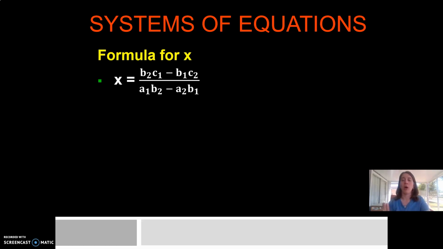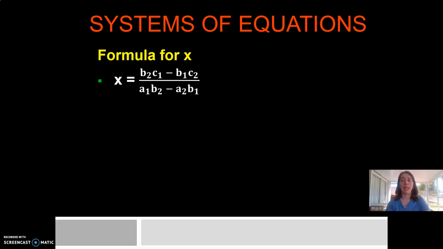Now, you might be wondering what on earth those a, b, and c stand for? Well, the a will be the first coefficient that you see in the question. It's the coefficient of your x. The b is the second coefficient in your question. It's in front of the letter y. The c is going to be the constant in each one of your equations. The numbers 1 and 2 that you see in the formula refer to the first equation or the second equation, and we'll look at that as we're working through our example.